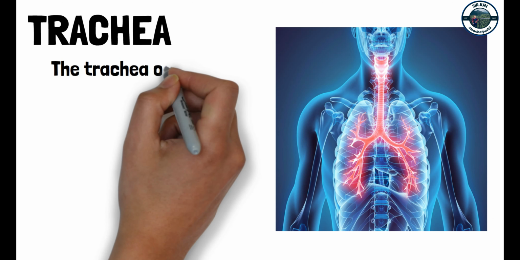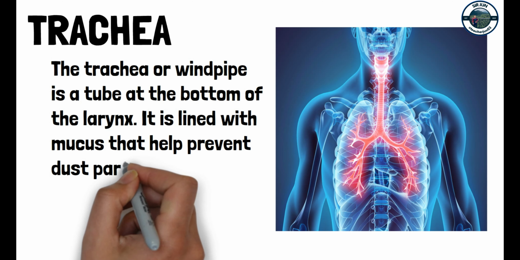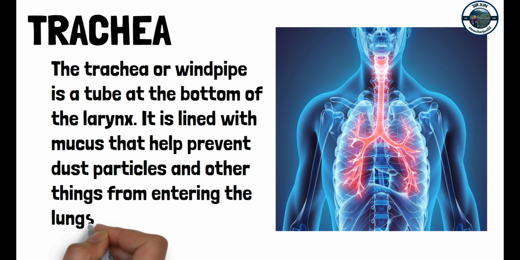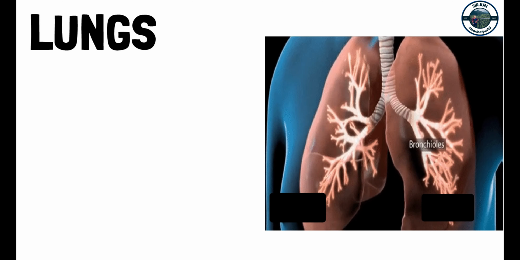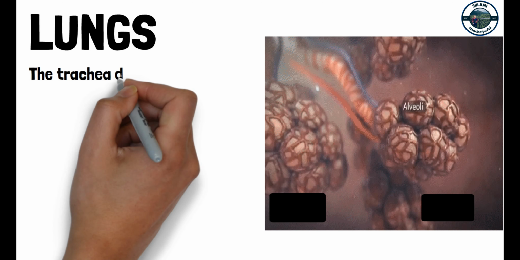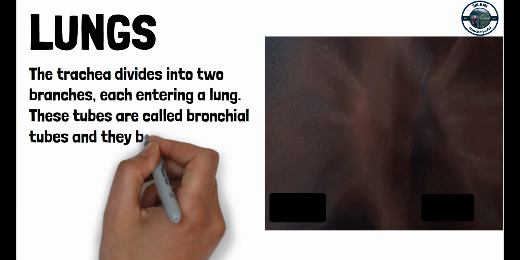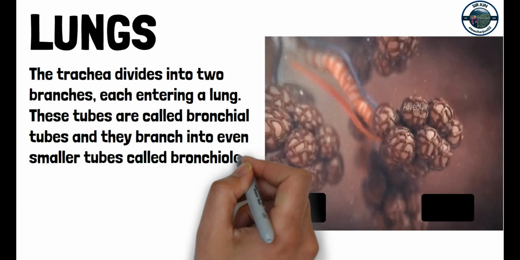The trachea, or windpipe, is a tube at the bottom of the larynx. It is lined with mucus that helps prevent dust particles and other things from entering the lungs. The next one is the lungs. Here, look at the illustration. The trachea divides into two branches, each entering a lung. These tubes are called bronchial tubes, and they branch into even smaller tubes called bronchioles.